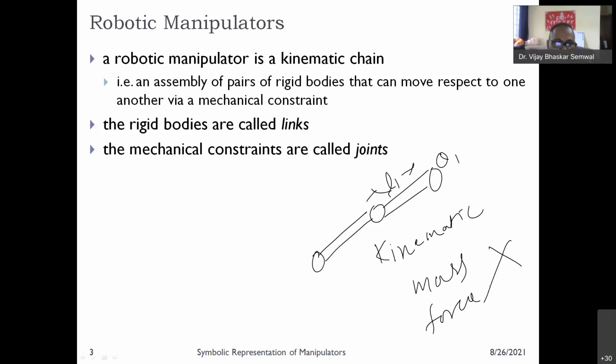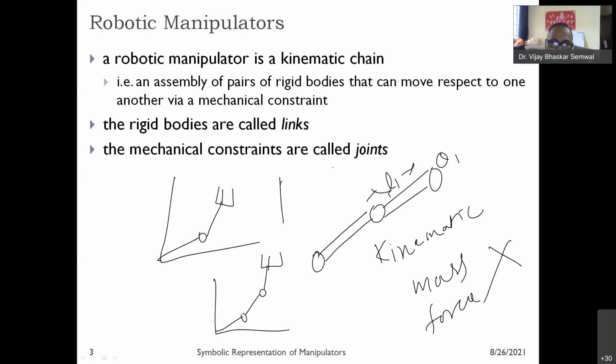A robot manipulator, whether it is a two-link manipulator, is like a human hand. This is the hand effector. A three-link manipulator will have 3 links. The human leg is also like a manipulator chain: hip, knee, ankle. That's why a robot manipulator is considered a kinematic chain.